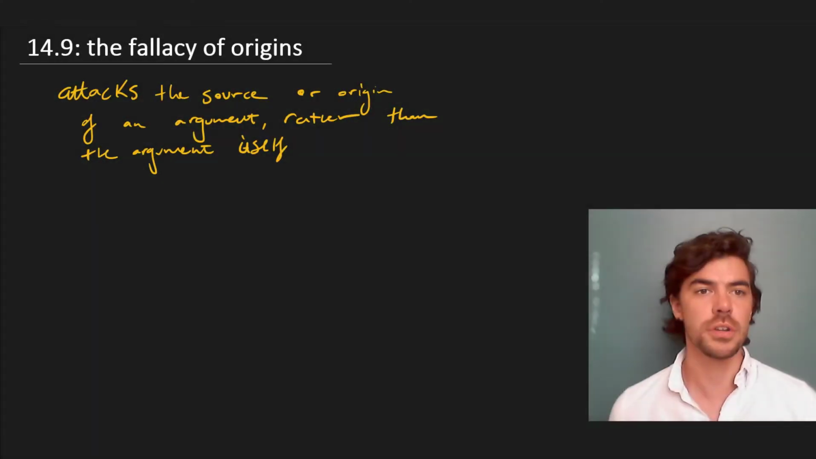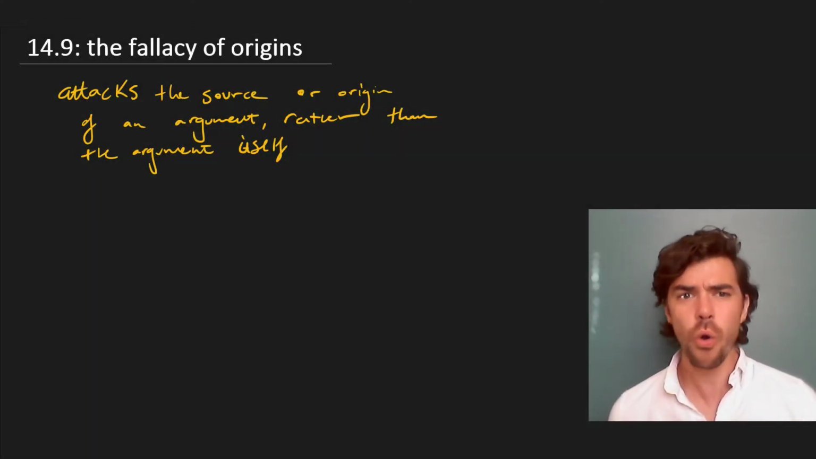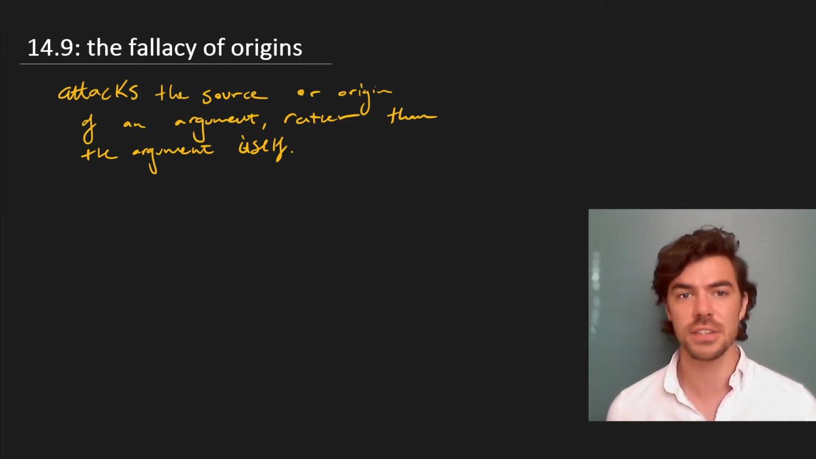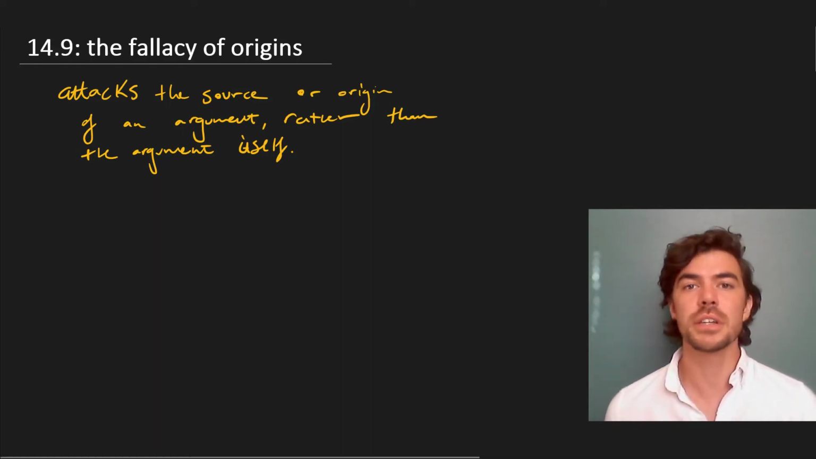The fallacy of origins works by attacking the source or origin of an argument rather than the argument itself. It's sometimes also called the genetic fallacy because it attacks the genesis of the idea rather than the idea. This fallacy is extremely common. Here's a basic version of it.